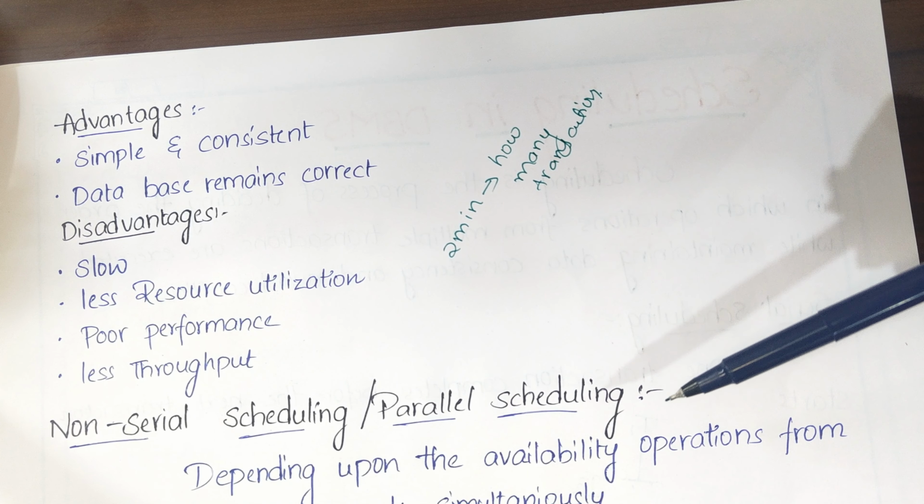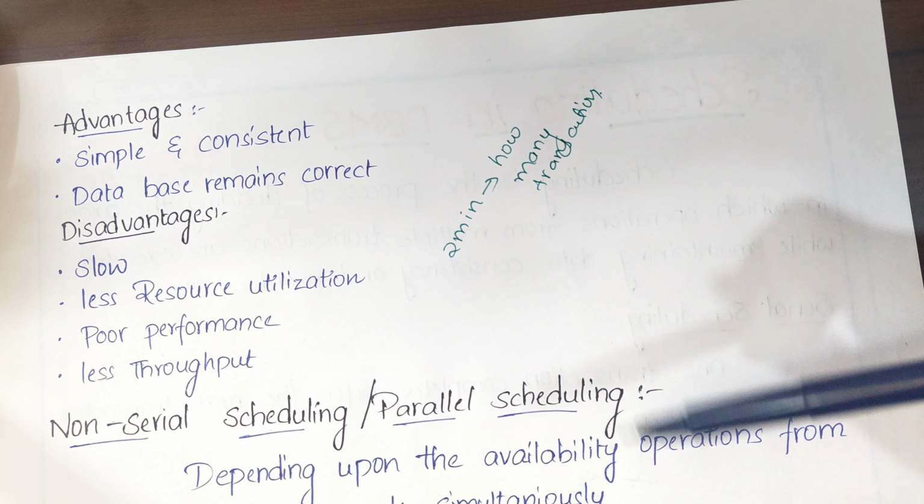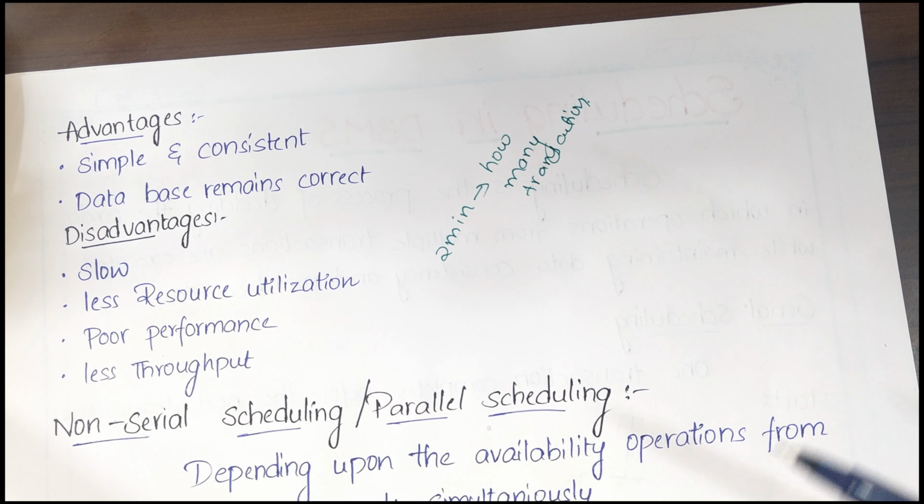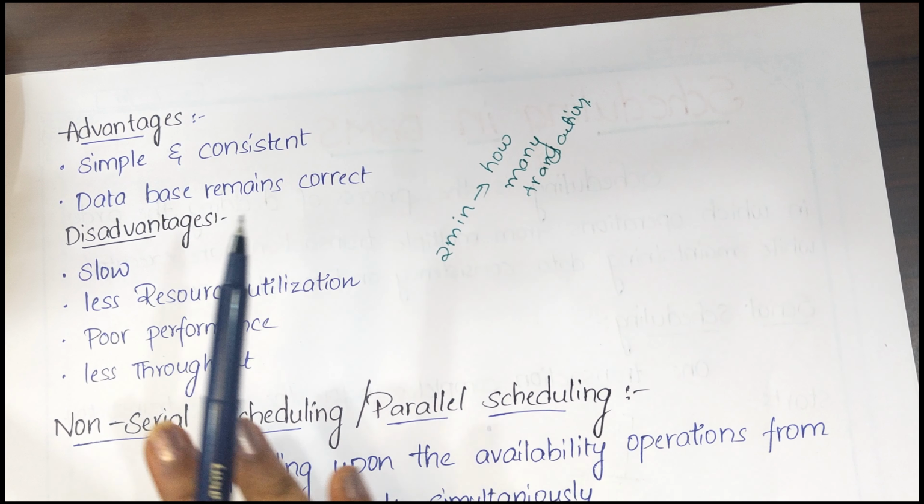Non-serial scheduling or parallel scheduling. This scheduling is an advanced enhancement of serial scheduling. As the word says, in parallel scheduling multiple operations work simultaneously at a single time. Depending upon the availability of resources, multiple transactions execute simultaneously. Based upon which CPU and database resources are idle, it will go and execute the transactions simultaneously.